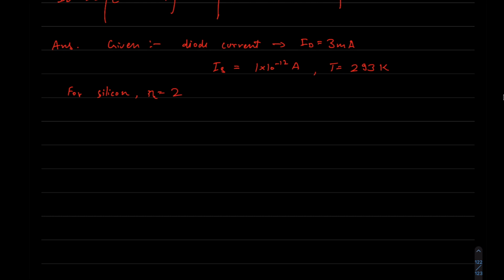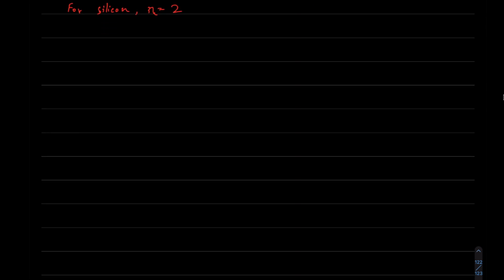Now, a diode equation is given. ID equal to I naught into e to the power Vd over eta Vt minus 1. And Vt equal to T over 11600. So we have been given T, which is 293 over 11600, which would give us about 25.25 millivolts.